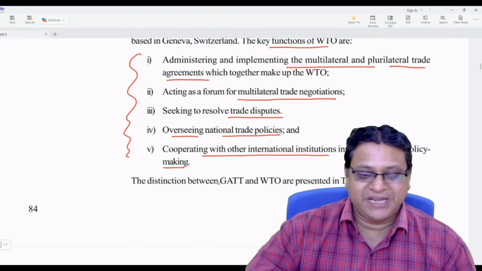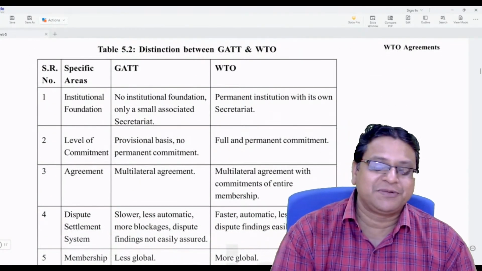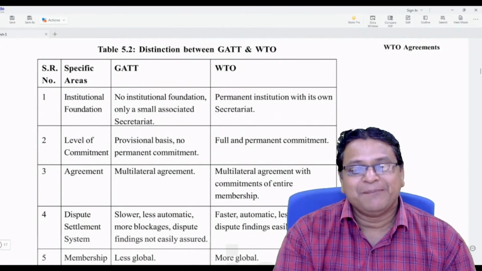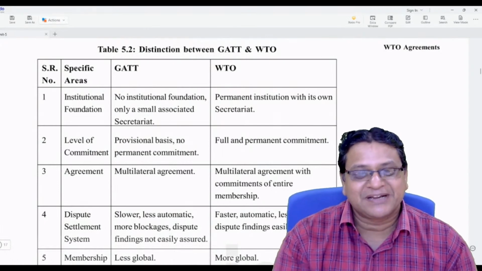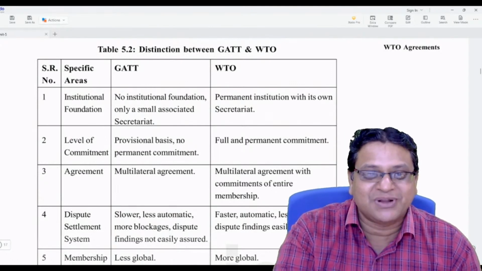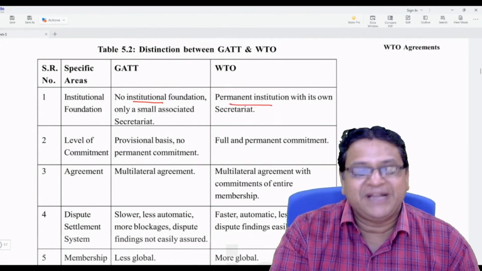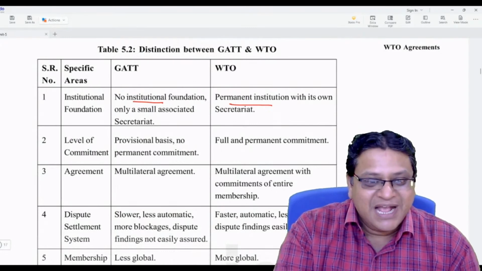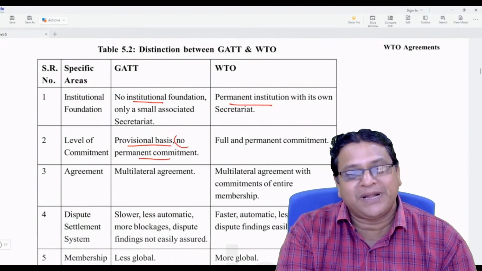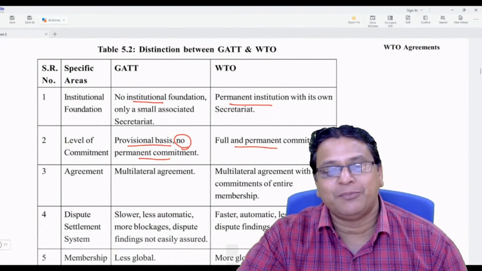The main points of difference between GATT and WTO we will discuss now. So what is the main point of difference between GATT and WTO? I have already discussed GATT is just a temporary arrangement. It is just an agreement, but WTO is a permanent institution. So GATT is not a permanent institution. It is a temporary arrangement. It is an agreement, but WTO is a permanent institution. The GATT provisions are applicable on a provisional basis, not on permanent commitment. But in case of WTO, there is full and permanent commitment.